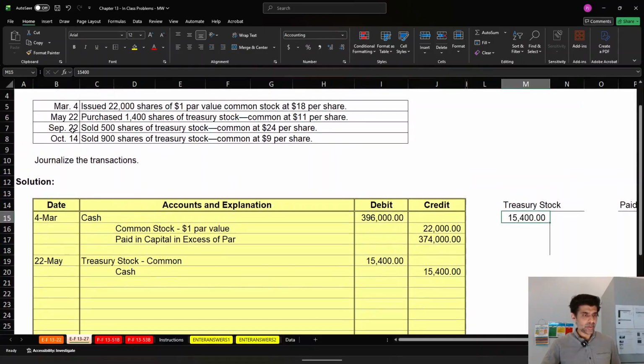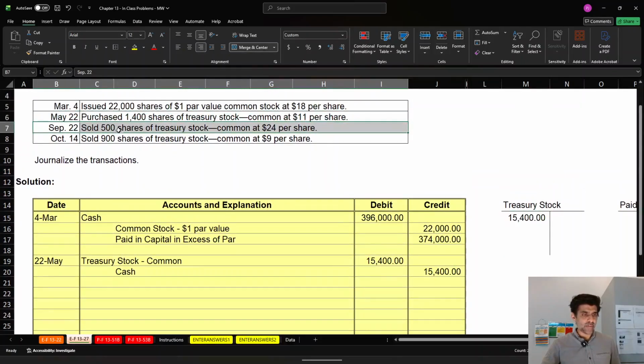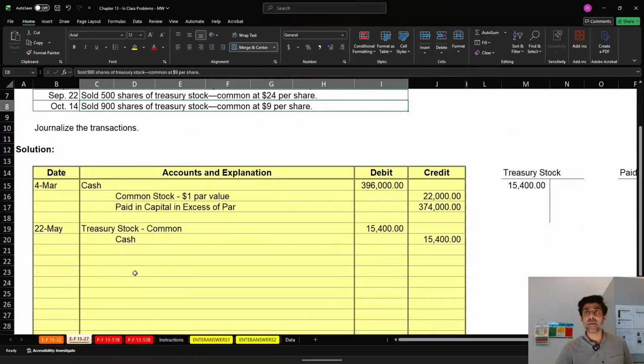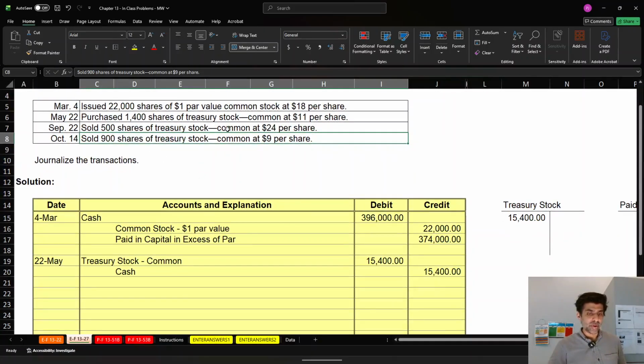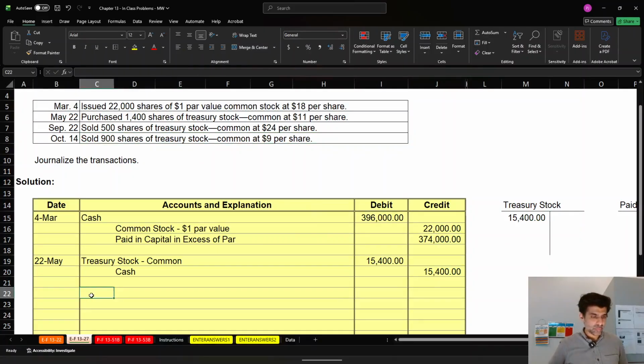Okay, so now we're going to sell 500 of these shares for $24. So did we do a good job? Were we smart? Yes, because we bought at 11 and now we're selling it back to the market at 24. So we're going to have a profit here. We're going to have to use that other account that we had, which was an adjunct account, right? It's also going to be credit. Okay, so let's just go through the steps here. So we're receiving cash. This is on September 22nd.